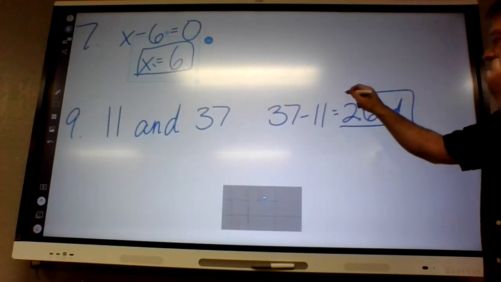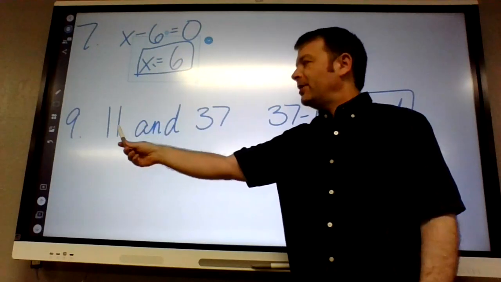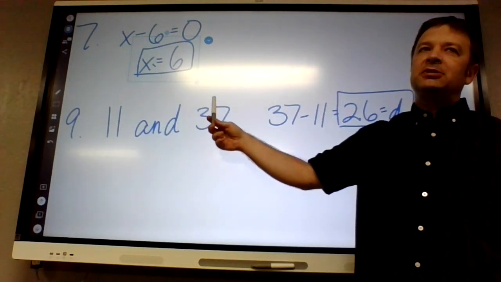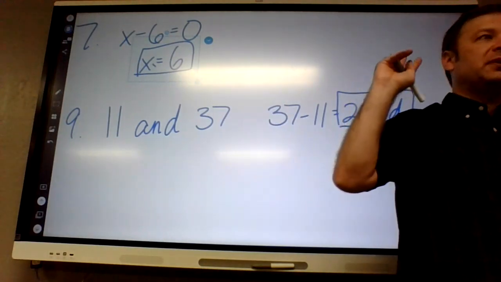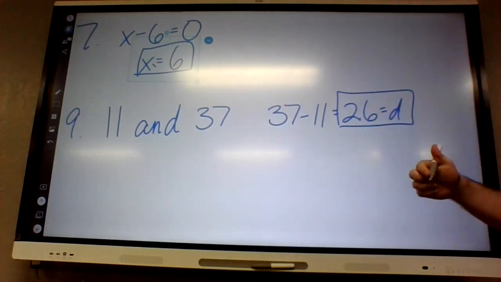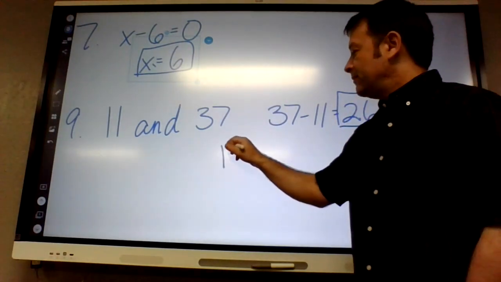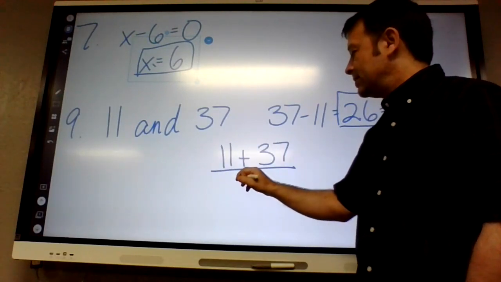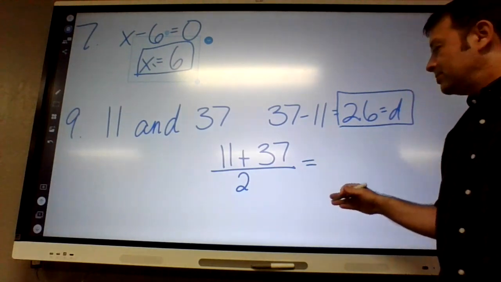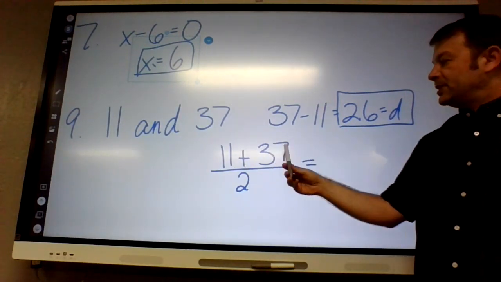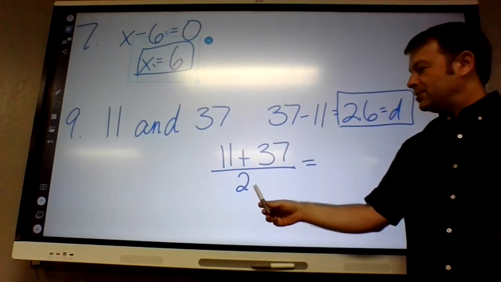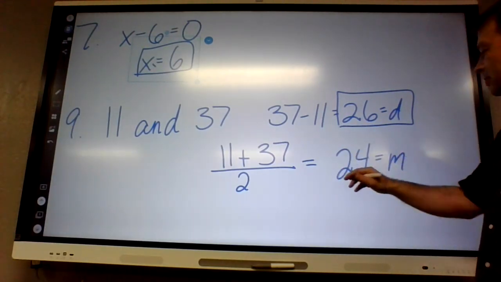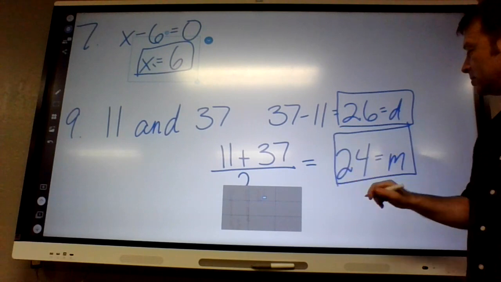The other question is, what's the midpoint? How do we find out what number is right in the middle of those two? There's a couple ways to do it. One of them is definitely easier than that. Average. That's the easiest way to do it. Find out what's right in the middle. So you add those two numbers together and then you divide by 2. So that'd be 48 divided by 2. 24 is the midpoint.